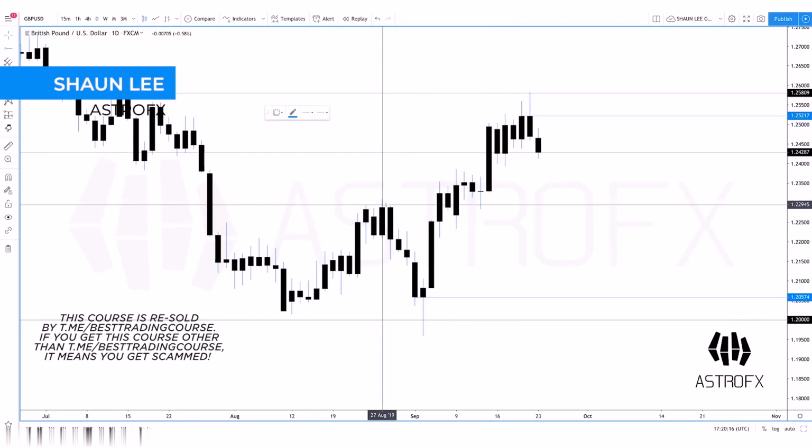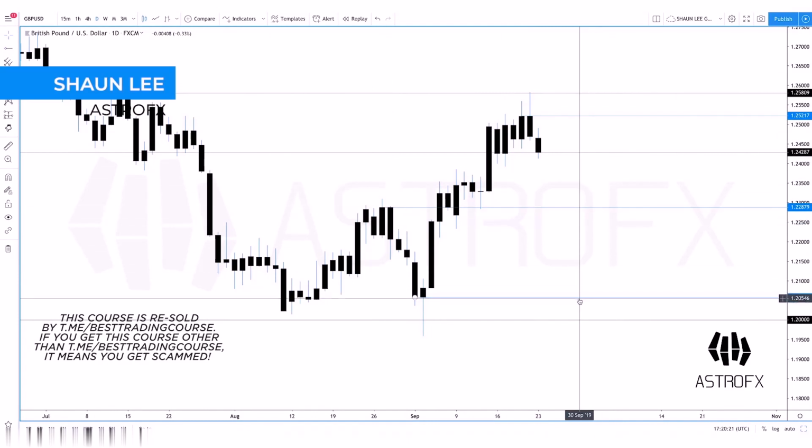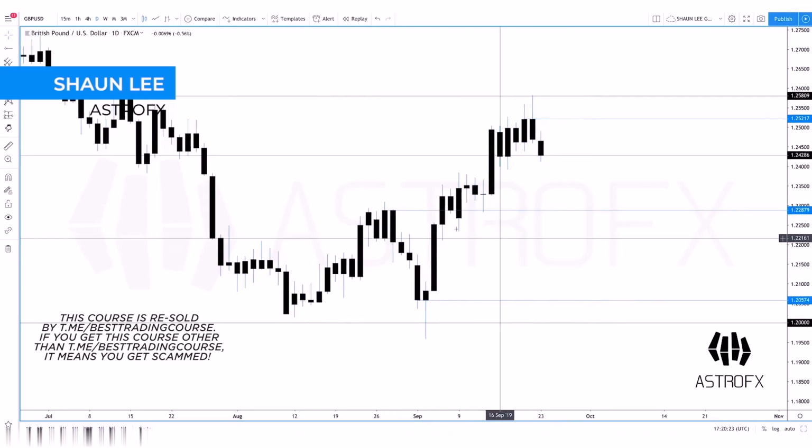I would probably go for this one here because it's semi-mid-range. Yeah, it is definitely mid-range from here to here, here to here. I will stick with that.